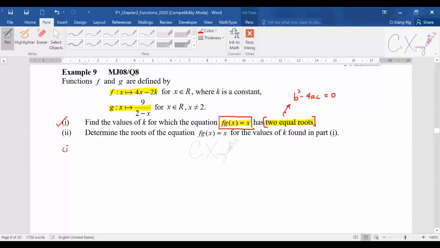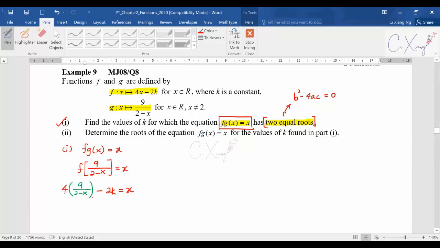Okay, so I want to get fg(x) equals x. Now what is g(x)? g(x) means 9 divided by 2 minus x, and it equals x. I want to substitute this whole thing into the function f. When I substitute it, it will become 4, and then I'm having 4x, right? So the x I substitute with 9 over 2 minus x. So my function is 4x minus 2k, and it equals x. Okay, so this is the equation that you have.